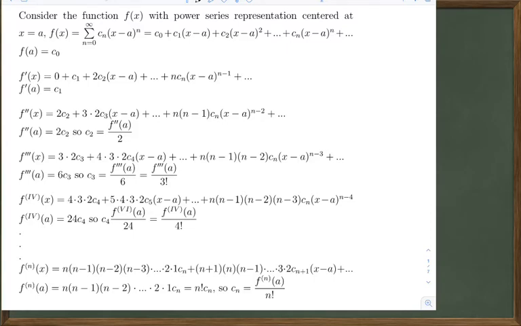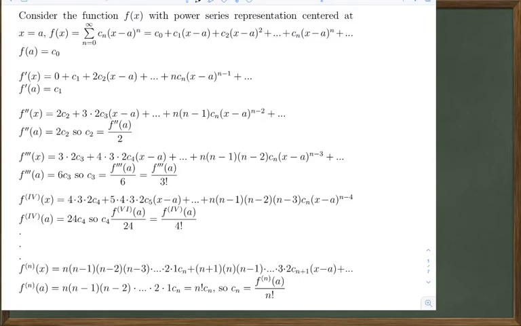If we look at the third derivative, it's going to be 3 times 2c3 plus 4 times 3 times 2c4 x minus a plus dot dot dot n minus 1 n minus 2 c sub n x minus a to the n minus 3. If we evaluate this at a, everything is going to absorb except for the 3 times 2c3. So f triple prime of a is equal to 6c3. So if we solve for c3, c3 would be equal to f triple prime of a over 6, or we could rewrite that as f triple prime of a over 3 factorial.